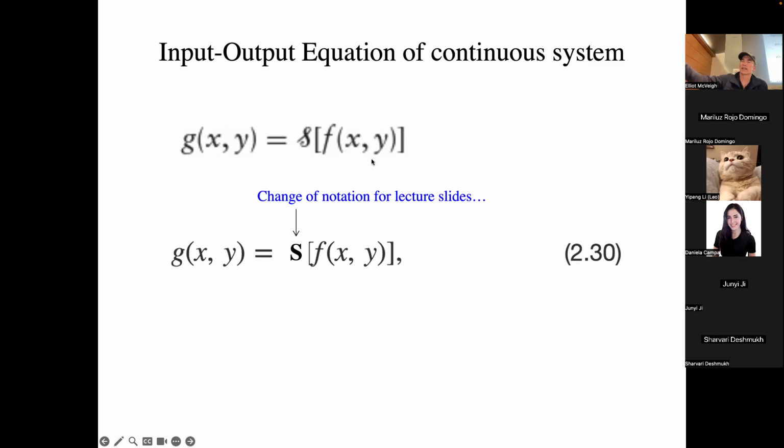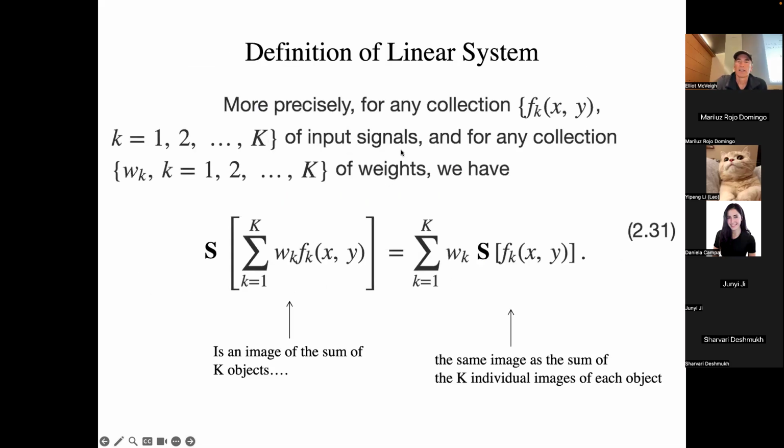So f of x, y can be some beautiful pattern I put on the wall. I know precisely what the pattern is. I take some image of it and I get this, right? And we would like to describe what this thing is and what it does. And so algebraically, this is what that looks like. And we'll do one definition before breaking, and that is, what is the definition of a linear system? So if I have my imaging system S, and this relationship holds, it's called a linear system.